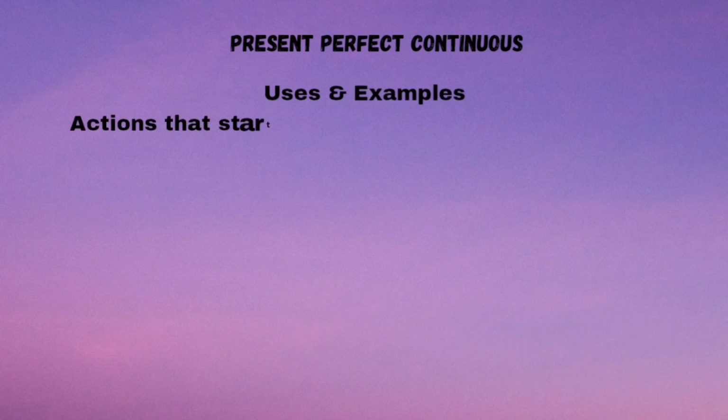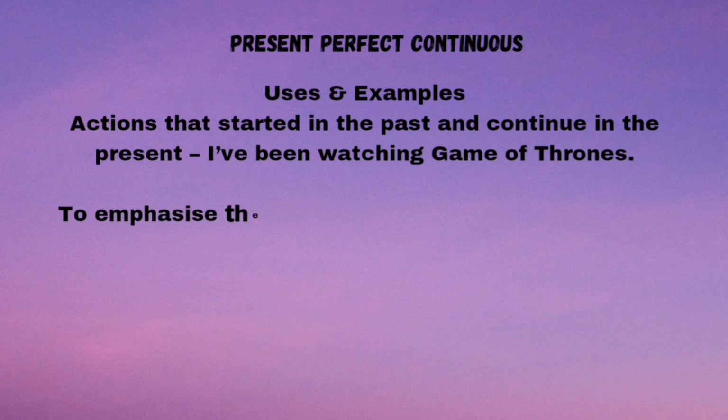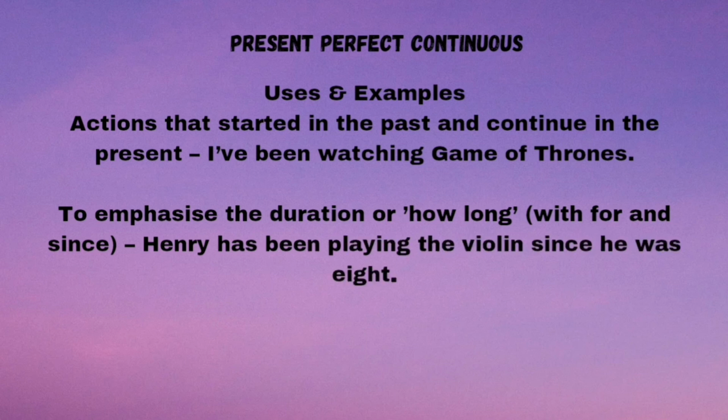Present perfect continuous. Uses and examples. Actions that started in the past and continue in the present. I've been watching Game of Thrones. To emphasize the duration, or how long, with for and since. Henry has been playing the violin since he was 8. Recently finished actions with present results.